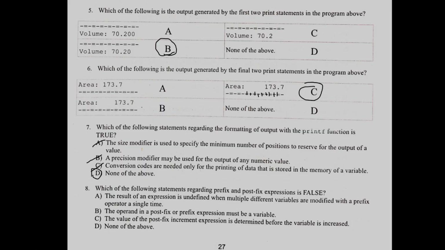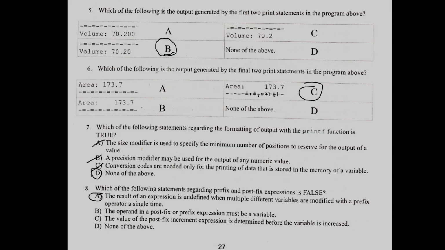8. Which of the following statements regarding prefix and postfix expressions is false? A. The result of an expression is undefined when multiple different variables are modified with a prefix operator a single time. That is false. An expression can still be defined if multiple different variables all have their own prefix operator. So the answer is A.